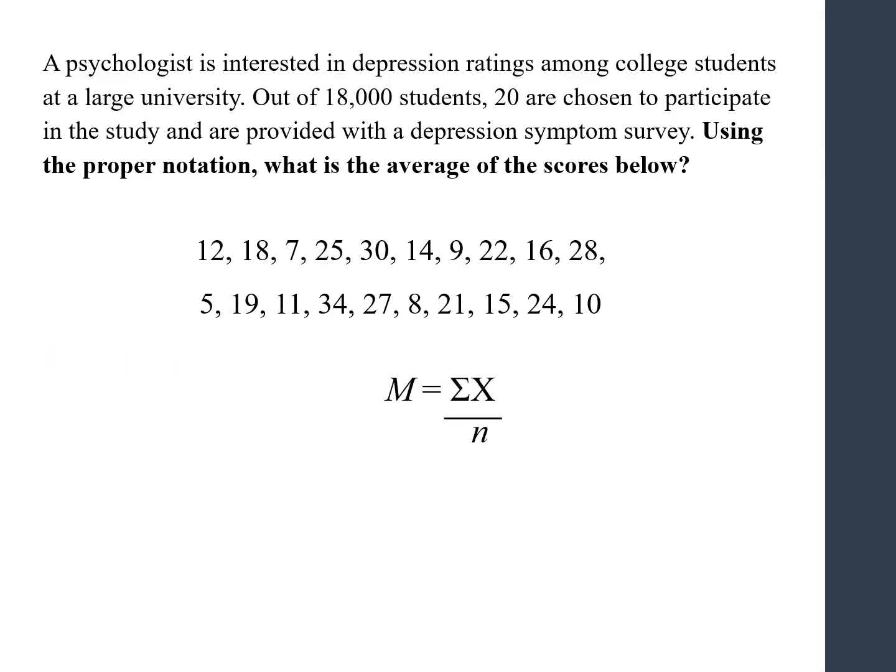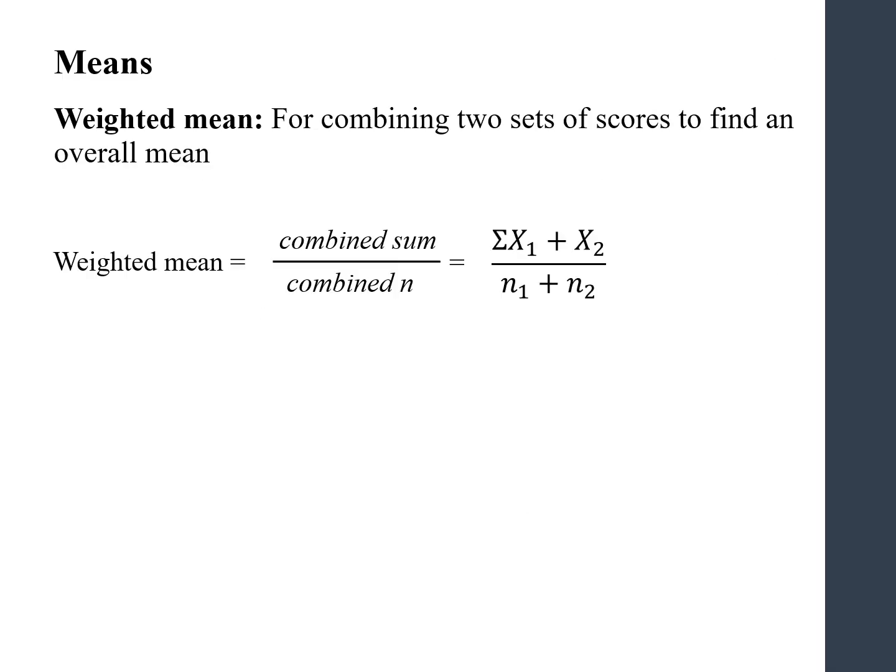Okay, so we solved this problem by using the sample mean notation because only 20 out of the 18,000 students participated. We don't have the full population. We add up the numbers, which equals 355, and we divide that by the number of people we have, which again is 20. And this gives us a mean of 17.75.